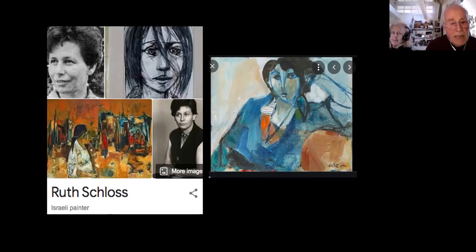Here we have a painter, Ruth Schloss. I'm not familiar with her, but I really loved seeing the wonderful wash sense of the paint, particularly the painting on the right. You see some examples of her work. Next.